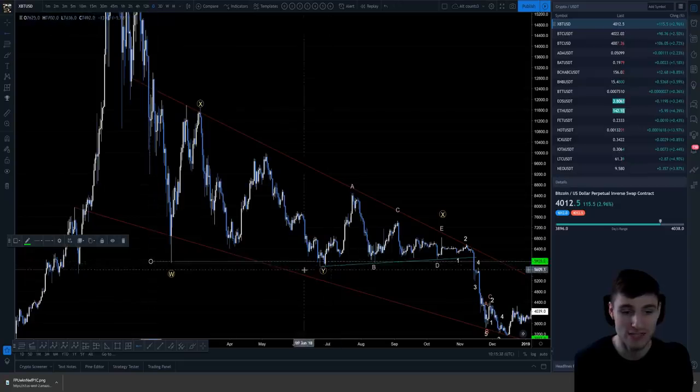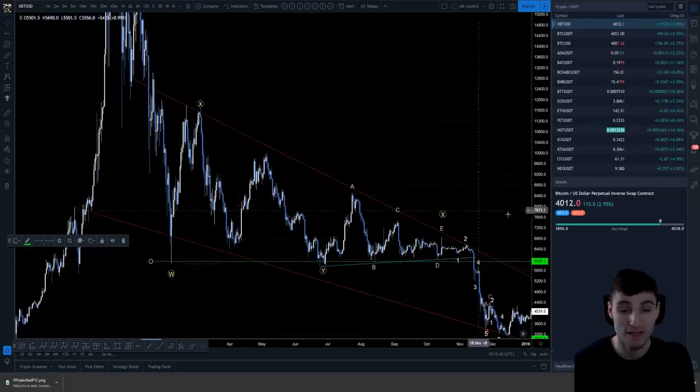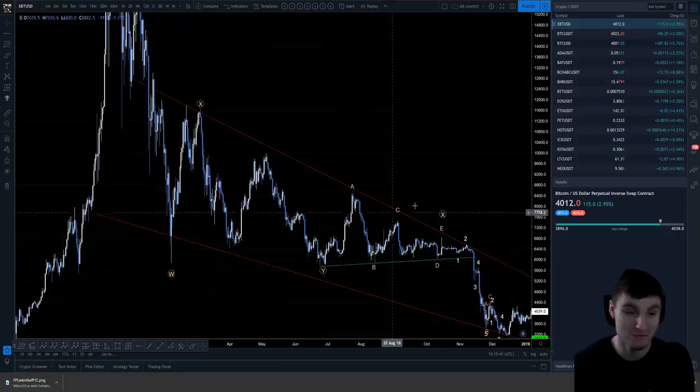Looking at this, obviously here we've seen some sort of symmetrical triangle, but I was calling this a descending triangle, very bearish, expecting this to break down. Did it break down? Yes, it did. It was a very nice call.